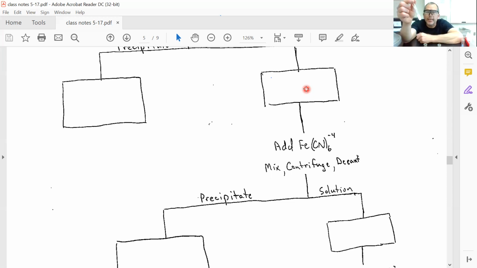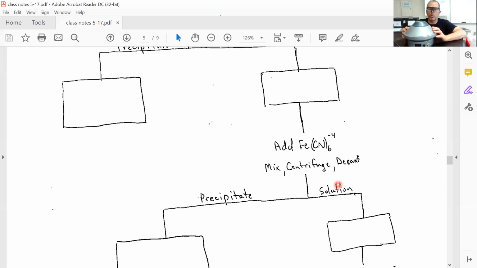It looks all cloudy, and I'm going to try to separate that out again. So I added this, it looked like it got cloudy. I'm guessing I have a precipitate, and then something's remaining in solution. Now, if you look back at your data table from last time, you'll probably be able to reason this out. Put it in the centrifuge here. Put these on opposite sides of the centrifuge and give that a spin.